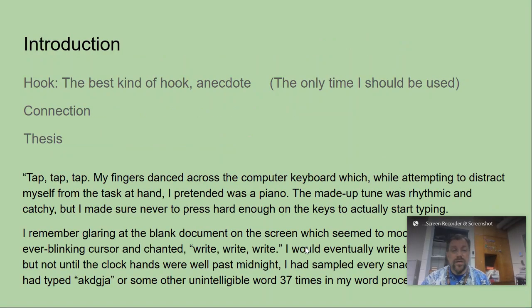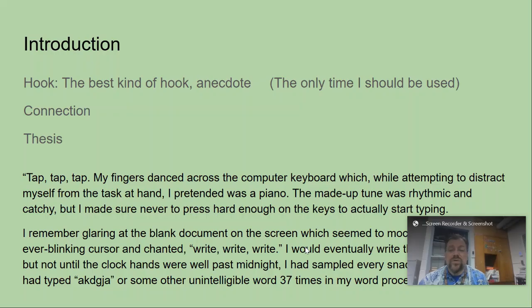But getting to the hook, the best kind of hook you can do is an anecdote. And that is just basically telling a story. It's one time you can use the word I. I'd say don't ever use personal pronouns in an essay unless you're using an anecdote in the hook. Then it's appropriate. So, like the example on this one is tap, tap, tap.